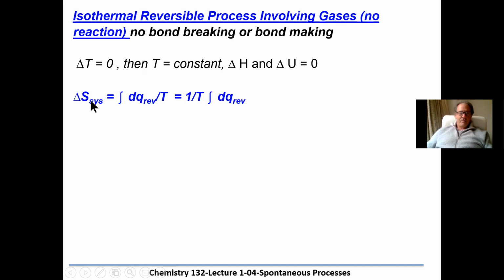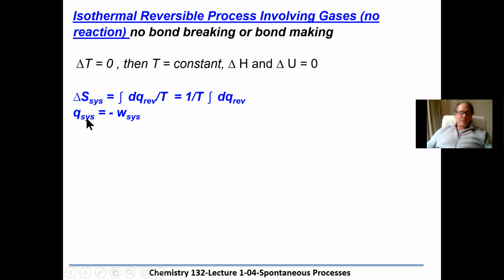So the system change, the delta S for the system, is equal to the integral of dQ reversible divided by temperature, which equals 1 over T. Because the temperature is constant, we can take it out of the equation, and we have 1 over T times the integral of dQ reversible.